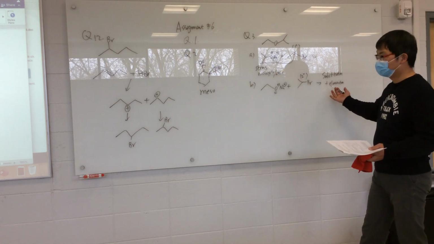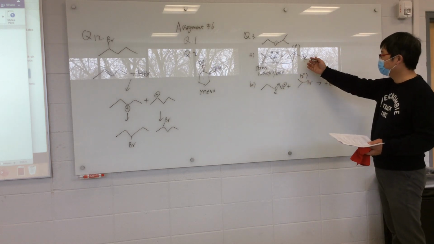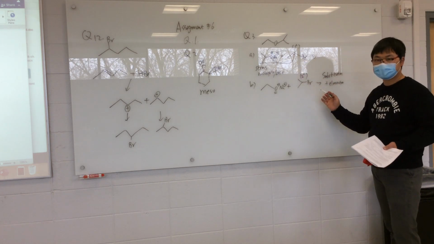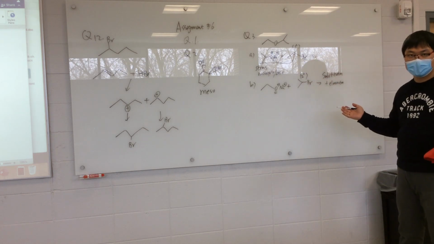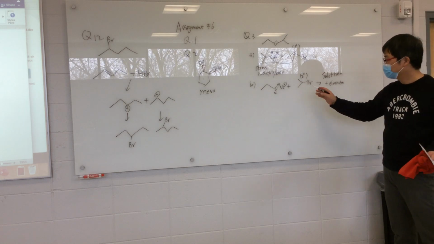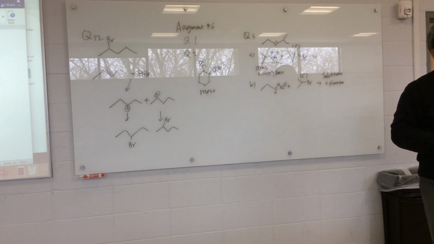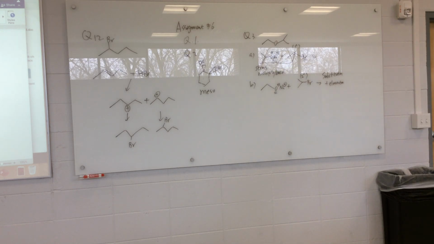And so compared to option A, this is not desired. Why? Because there are two reactions in competition. Because this is a secondary alkyl halide, elimination is a good option. At the same time, substitution is also an option. So they are in competition. So that's not the best choice.